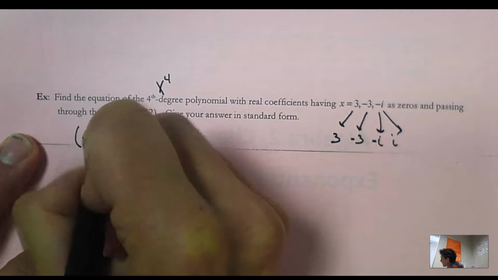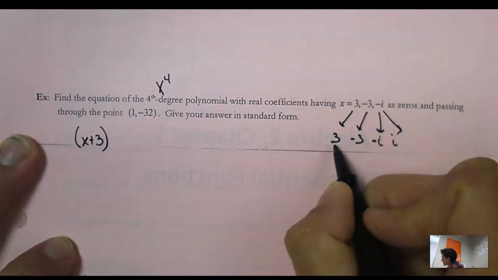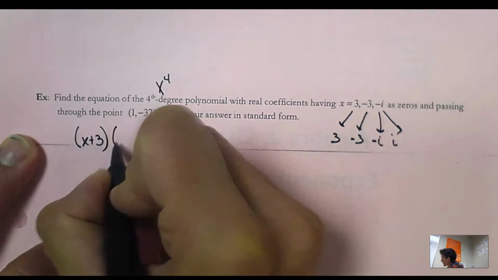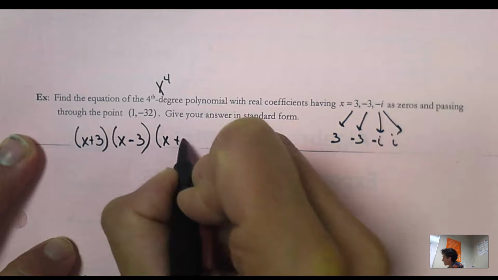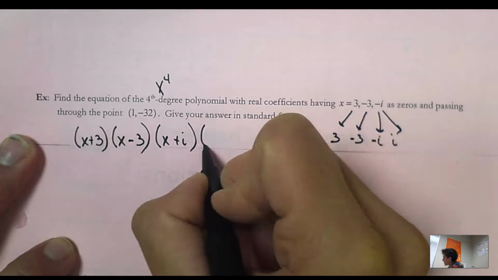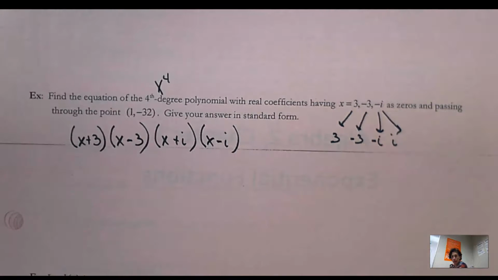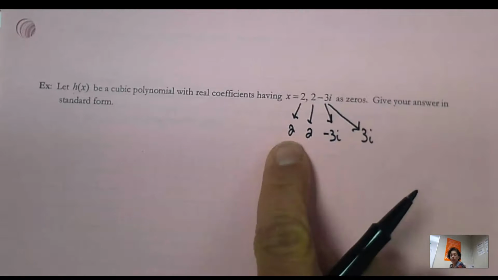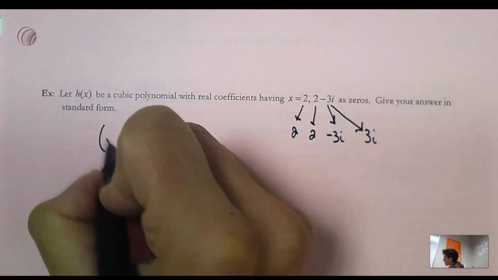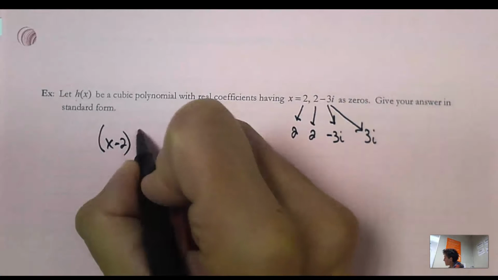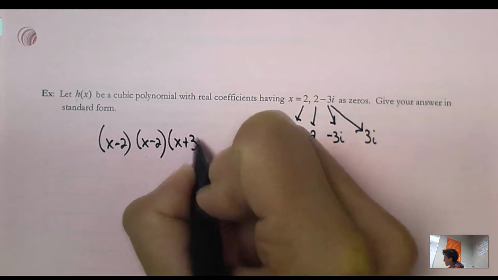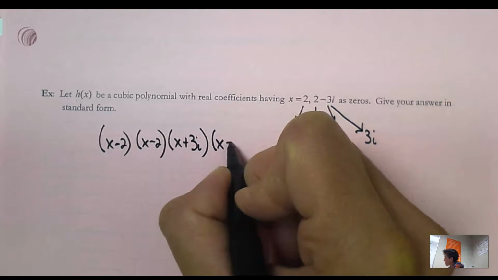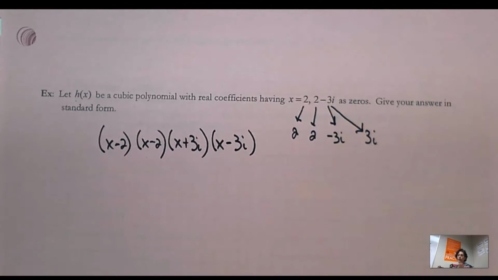A factor for this would have been x plus 3. Sorry, that would have been x minus 3. I switched them around. This would be x plus i, and this one would have been an x minus i. And then I'd start to have these neighbors meet, right? And then for this one, I would have had an x minus 2, another x minus 2, an x plus 3i, and then an x minus 3i. So this is the start in factored form, and then I would do some other work.